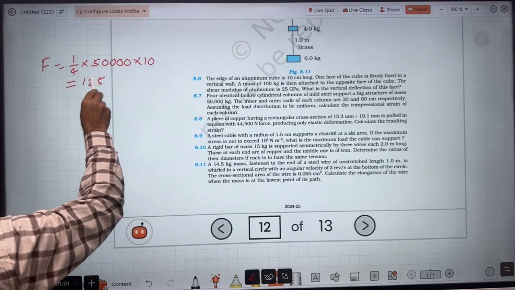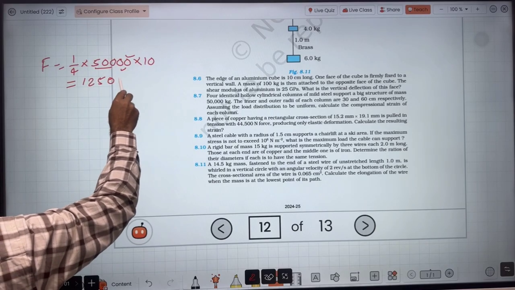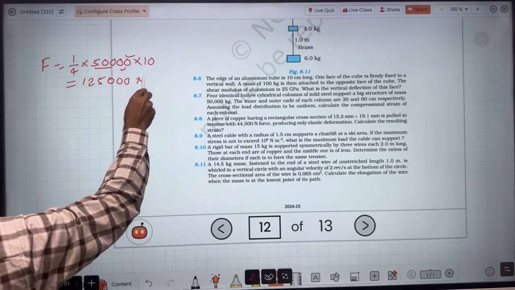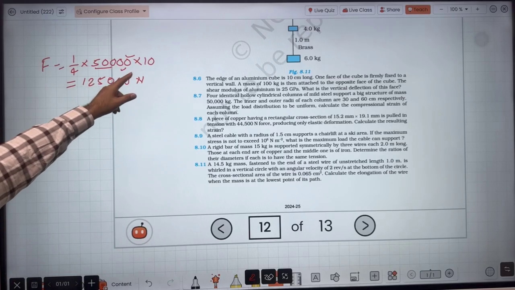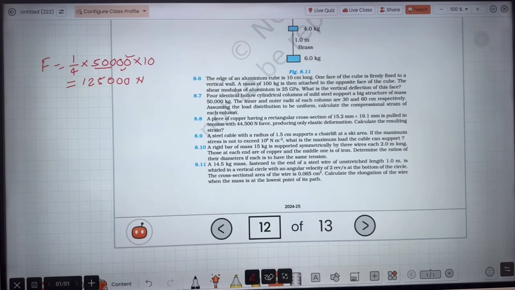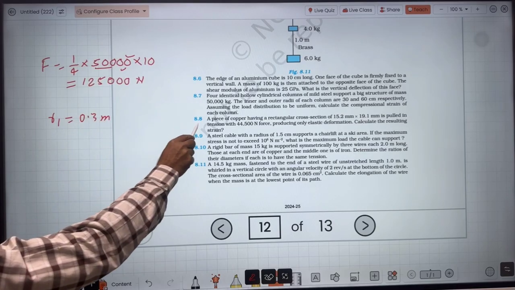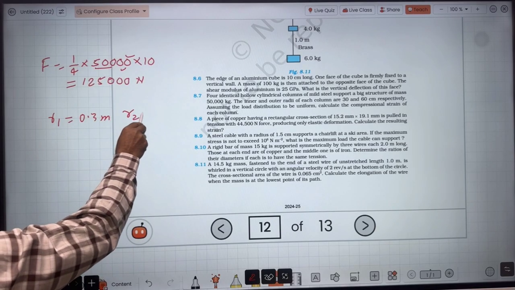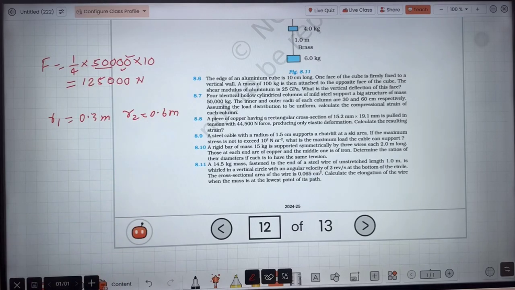So it will become 125 followed by 1, 2, 3 zeros. It's in Newtons. Is it okay? Because 125 0 up to here, and then 10 is being multiplied. Inner and outer radii of each column are given. So here R1 is given as 0.3 meter, outer radius is given as how much? It's 0.6 meter.